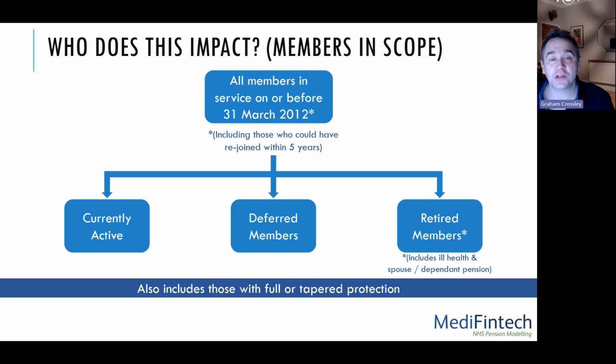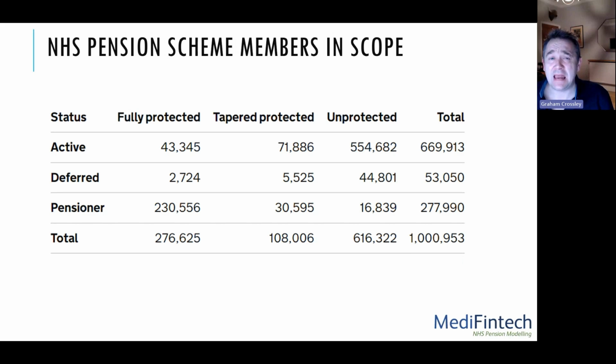It also includes those people who had that transitional protection that didn't even move into the 2015 scheme back in 2015. And there's a lot. There's nearly 1 million, well, over 1 million people who are actually impacted by this, 277 of which have already retired. So there's a lot that needs to be remedied.